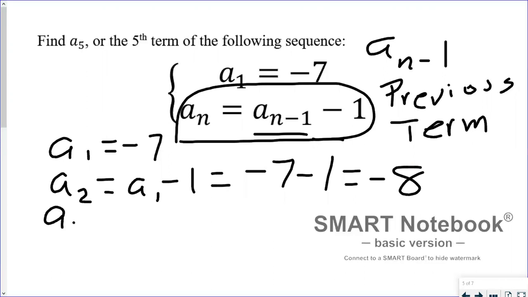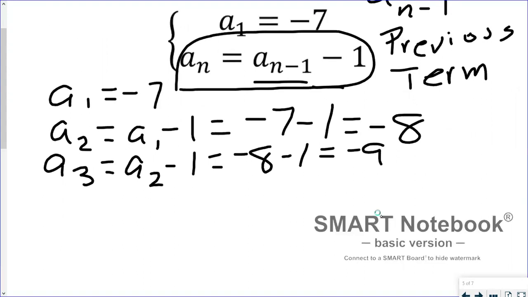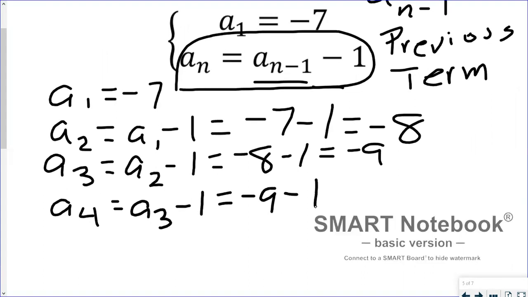Now, A3 is the same thing as saying A2 minus 1, which we know from the previous line is -8, minus 1, which gives me -9. A4, that's the same thing as saying A3, which is our previous term, minus 1, which we know is -9, minus 1, which gives me -10.